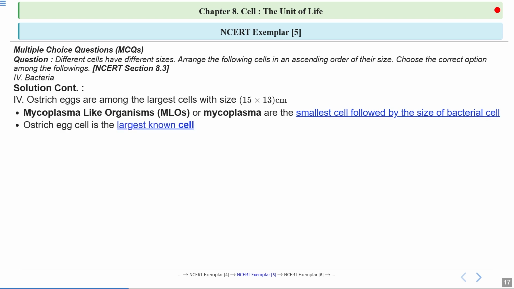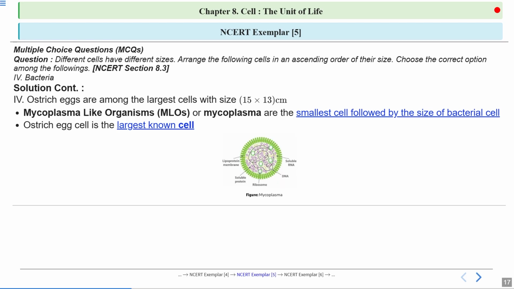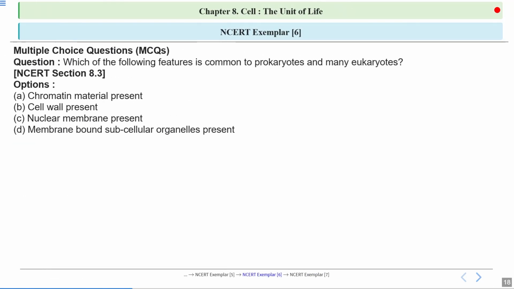Mycoplasma, or mycoplasma-like organism, is the smallest cell, followed by the size of the bacterial cell, and then the RBCs in this case, and then the ostrich egg. This is the largest known cell. Ostrich egg is the largest known cell.